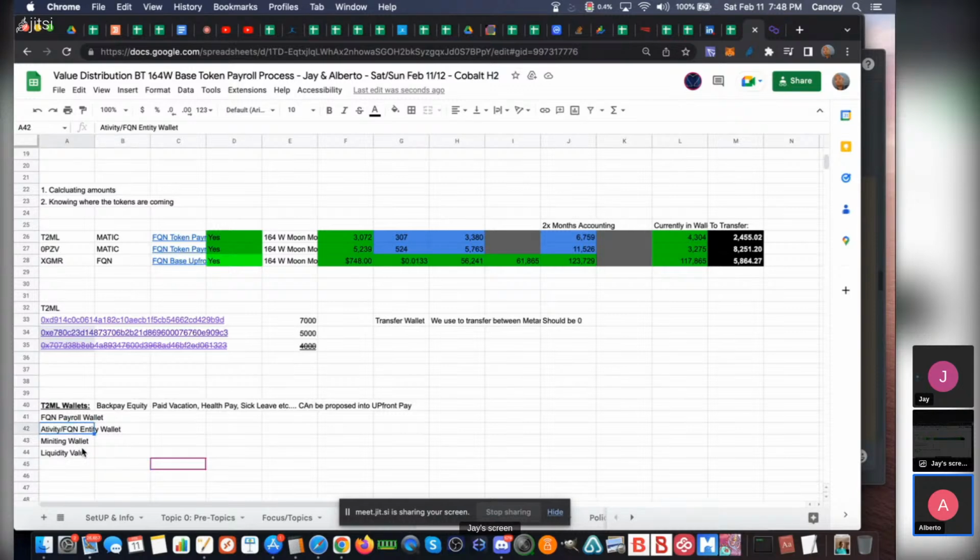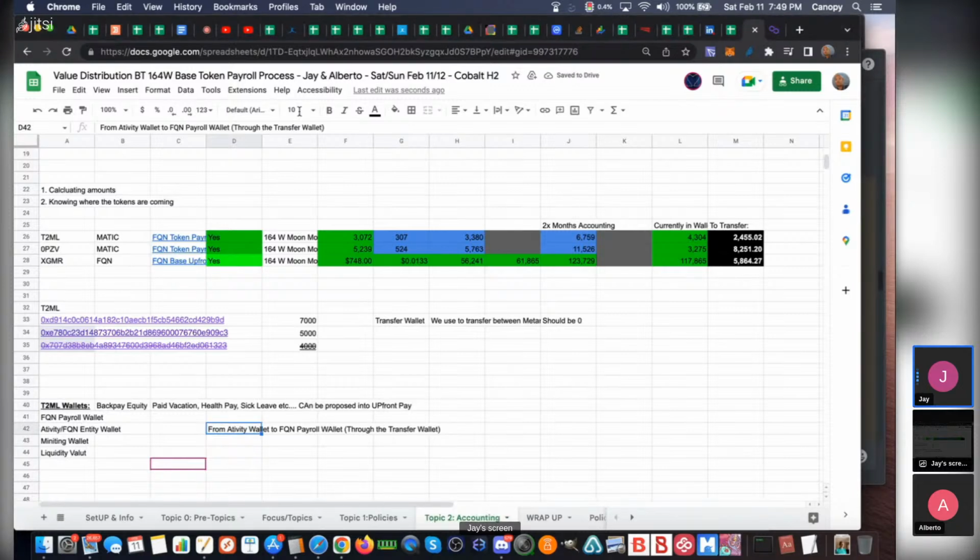All right. So it's going to be 4 wallets that we'll be actively using, and so we want to know exactly how much has come out of the mint, which would basically be what we would call the active value within the token, and then from there that gets distributed into the other wallets, and then from there we would take funds. So we should be taking funds from the activity entity wallet to the FQN payroll wallet, sometimes through the transfer wallet, right? But that would be the primary process. Does that make sense? Okay.